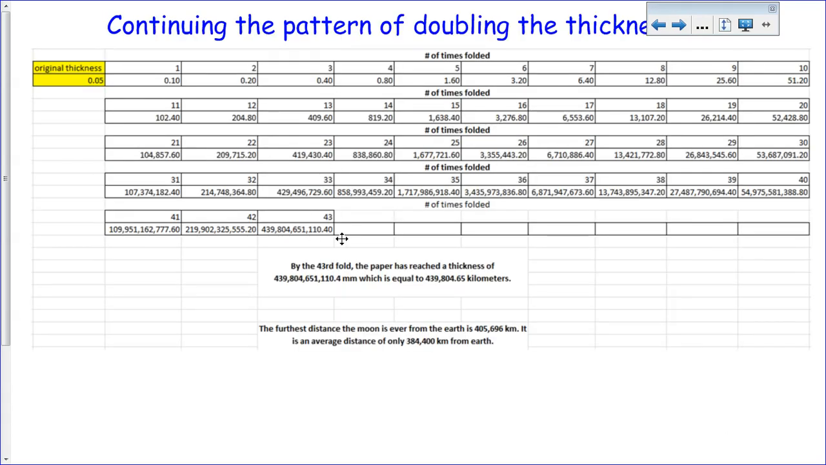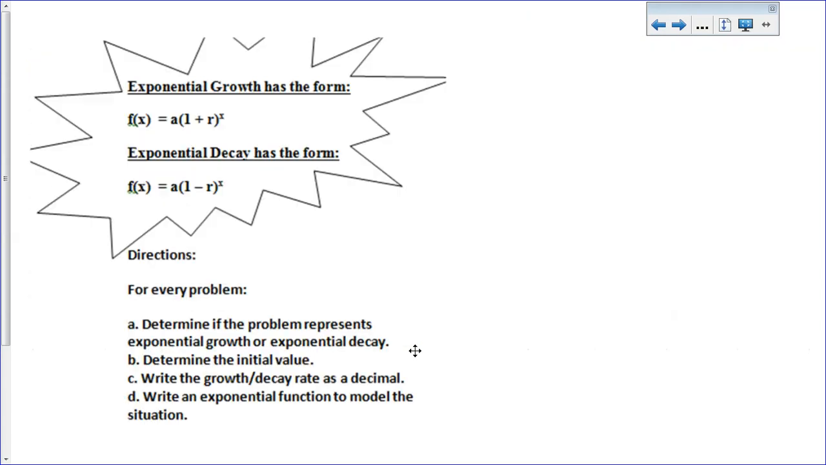And you can see, I'm just going to jump right here. This is how thick in millimeters that would be, which is 439,000 kilometers. And on average, the moon is only 384,000 kilometers from Earth. So it sounds crazy, but it actually would happen if you could fold a piece of paper 43 times. Now, I'm saying the word if.